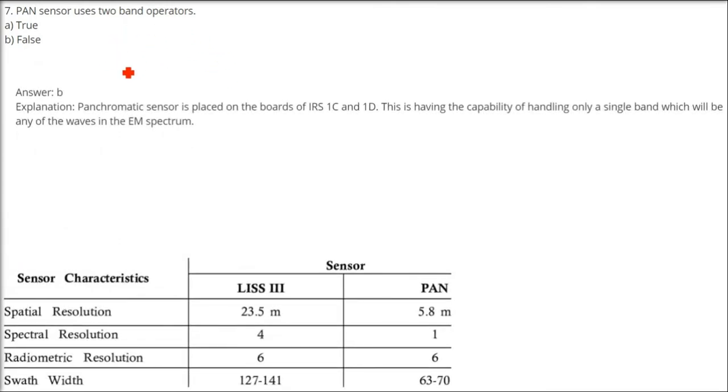PAN sensor uses 2 band operators. No, this is incorrect. It's false. We already saw that PAN is only 1 band. Okay, grayscale, we take only 1 band.